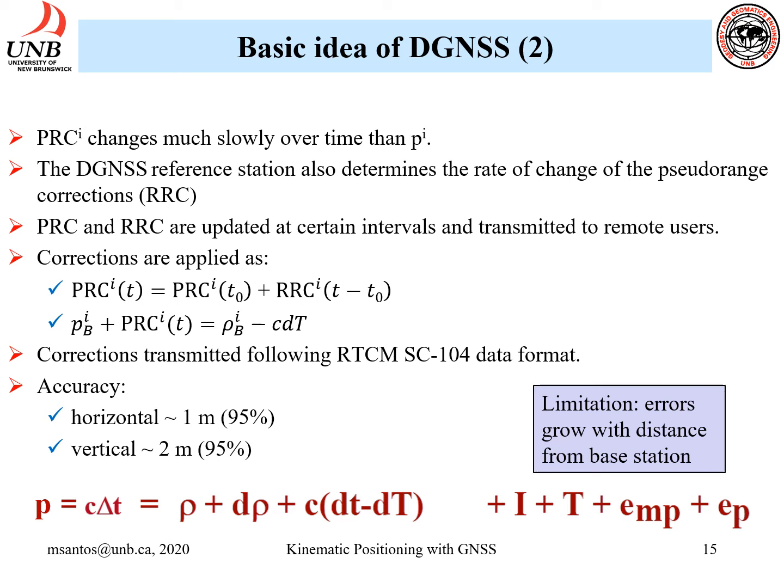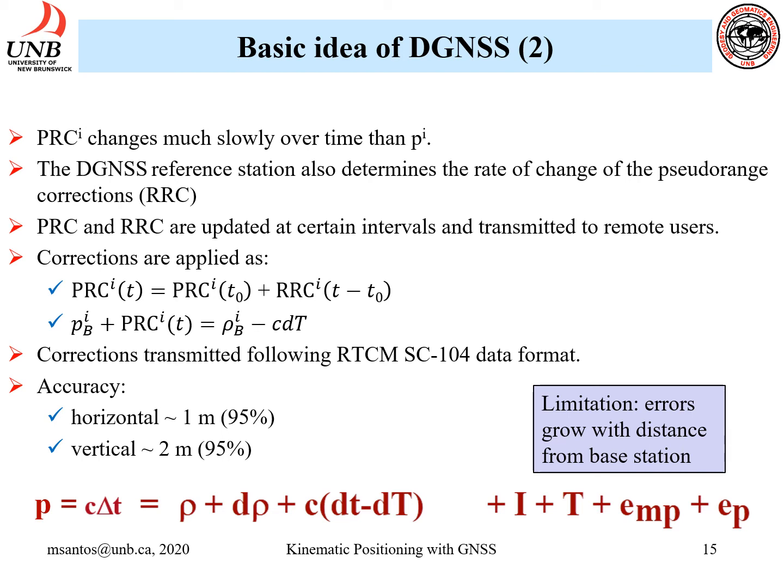The pseudorange correction changes much more slowly over time than the pseudorange, which is something positive. So when the base station transmits the pseudorange correction and the rate of change, these are smaller numbers. The GPS reference station also determines the rate of change of the pseudorange correction, as we talked about, and they are updated at certain intervals and transmitted to the rover. What happens then is that at the rover, these values are applied.